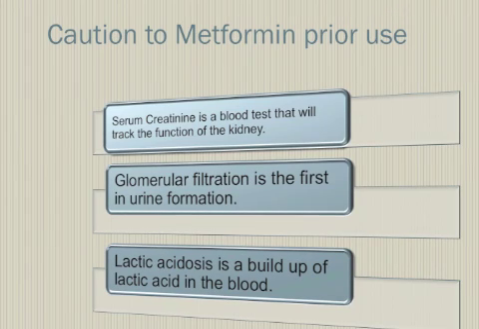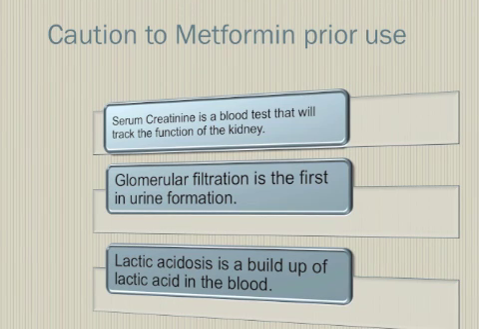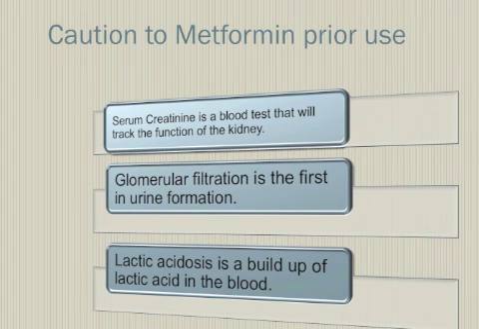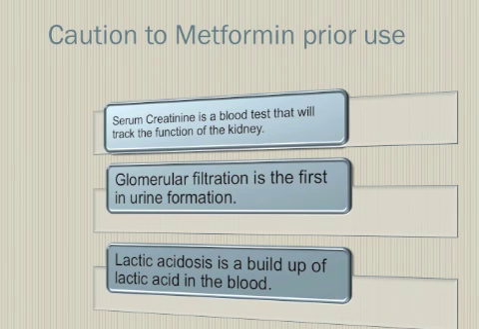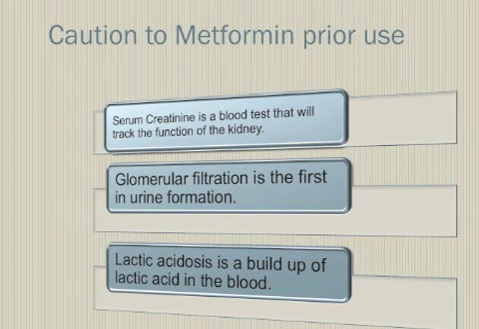Serum creatinine. Serum being any clear bodily fluid. Creatinine is a byproduct of muscle activity. Its genesis is creatine phosphate, where it becomes a waste product in the blood which is eliminated in urine. Serum creatinine is a blood test that will track the function of the kidney.